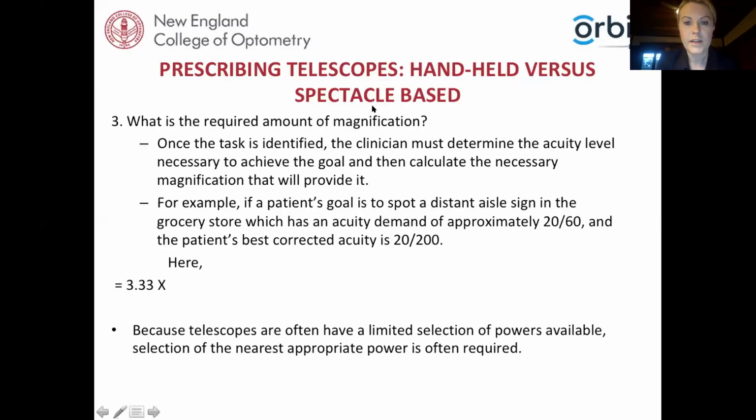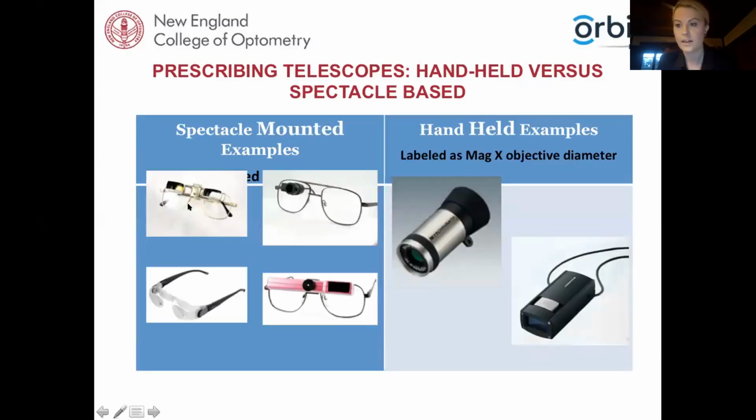The next question, can we attach Galilean Keplerian systems to spectacles to make a low vision device so the patient still can have binocular vision? The answer is yes, and I do it often, and these are some examples here. So in this picture, this is a Galilean telescope. These are 2X telescopes. They're on a slider that is attached to a clip here that's then on spectacles.